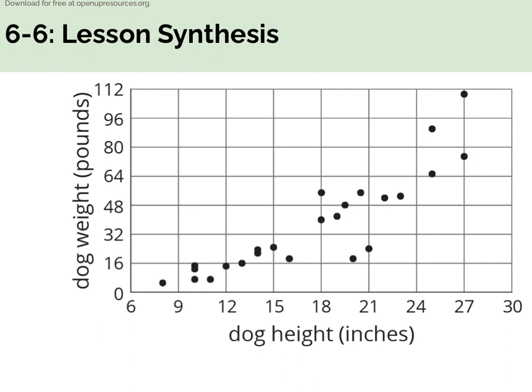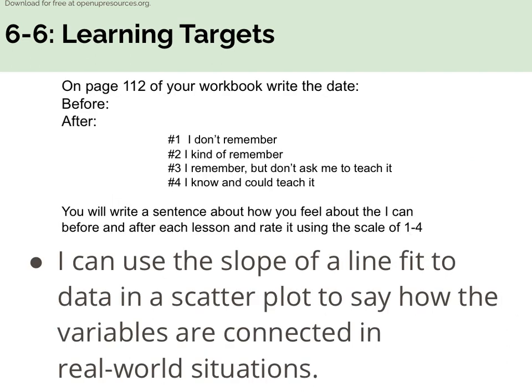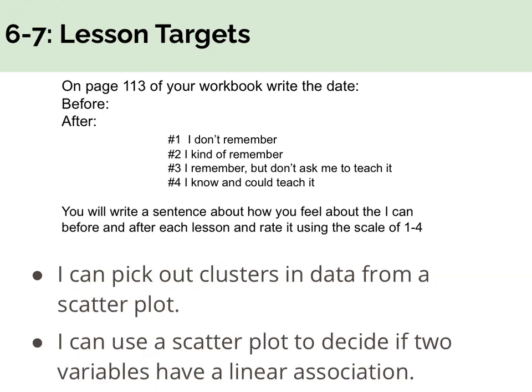So notice today how we're talking about scatter plots and graphs and slopes and how they change. Also, if they're clustered or not clustered. We also talked about positive association, negative association, and then we put in that linear or nonlinear association along with it. So let's go ahead and turn back to the I can statements. Remember, we're doing 2 lessons. Lesson 6 is I can use the slope of a line fit to data in a scatter plot to say how the variables are connected to real world situations. I can pick out clusters in data from a scatter plot. I can use a scatter plot to decide if 2 variables have a linear association. These are all 3 I can statements that we're talking about today.